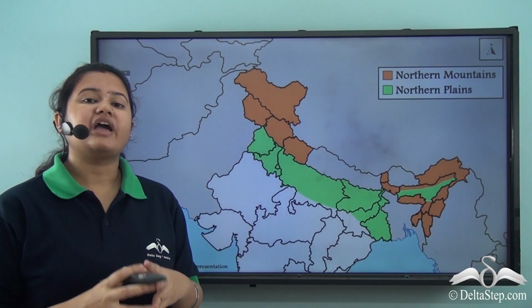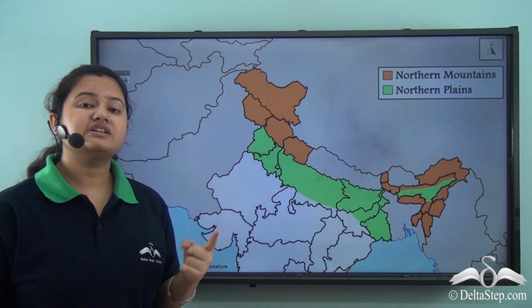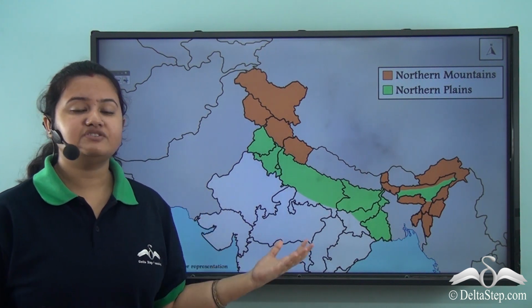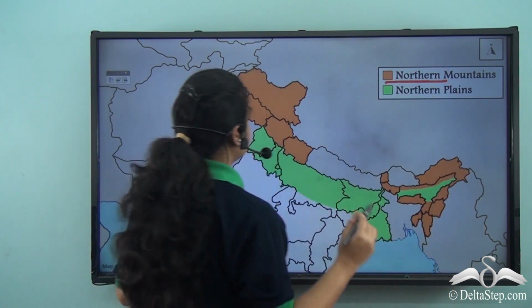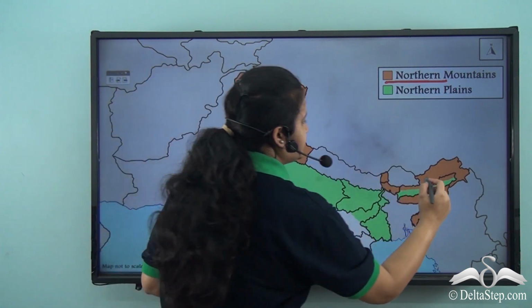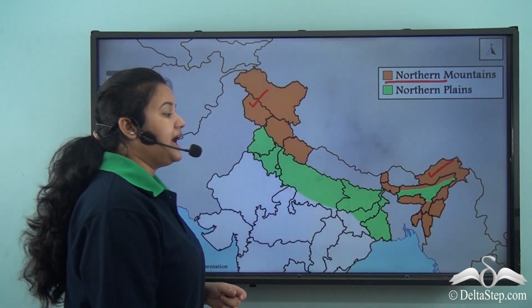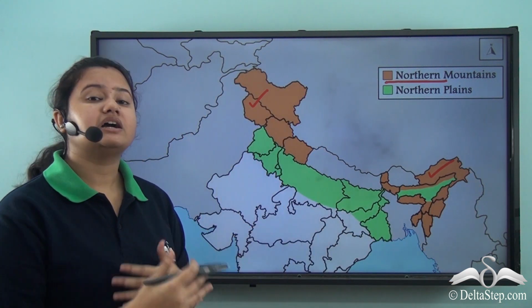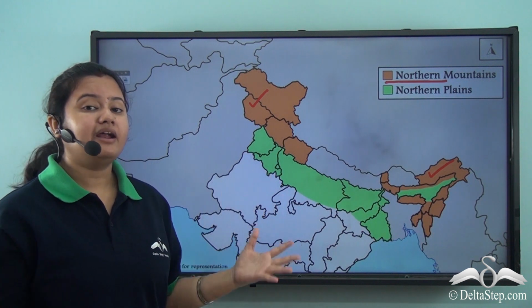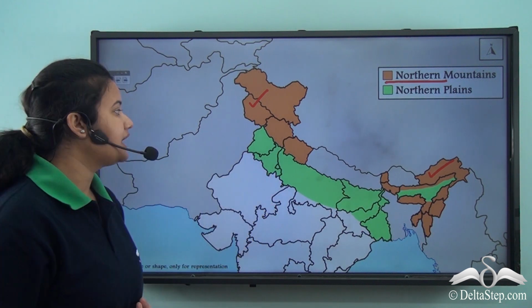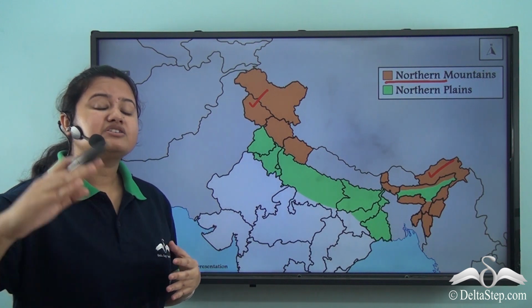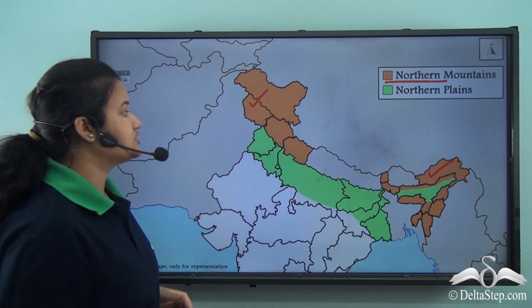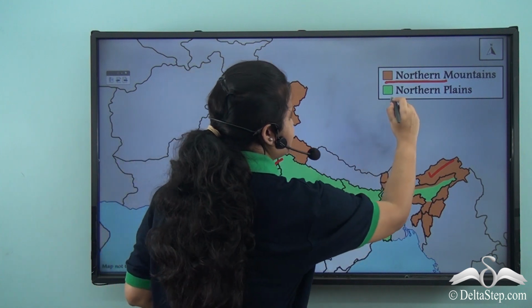So till now we have discussed the first important physiographic division of India, that is the northern mountains. It covers the northernmost and northeastern part of the country, and it is actually a collection of several parallel mountain ranges. To the south of the Himalayas lies a large fertile plain which is known as the northern plains.